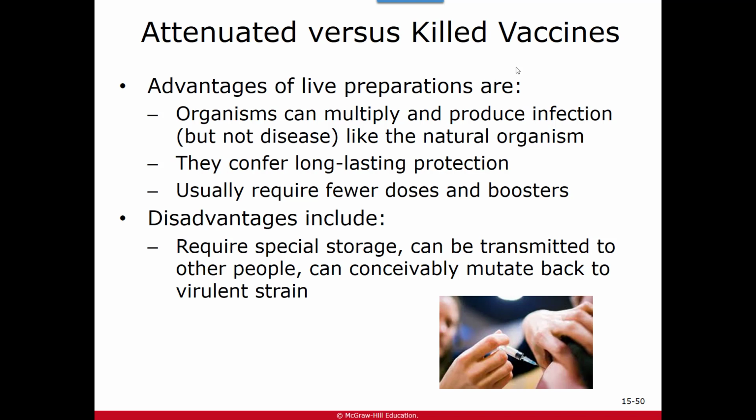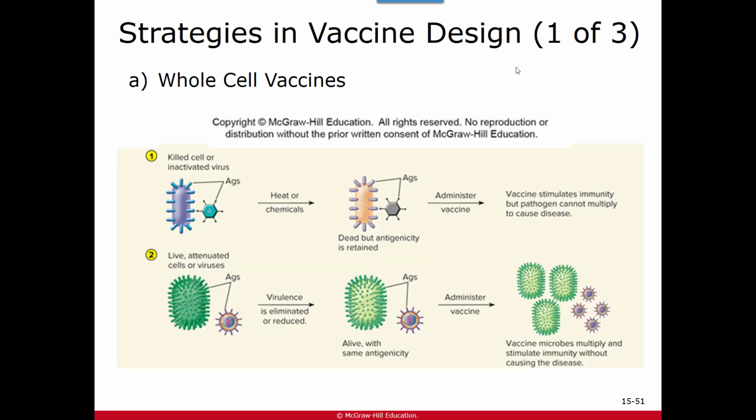But if you have a weak immune system, you might not be able to fight off even that weakened version of the organism. So the attenuated vaccine is an issue for immunocompromised individuals. They're always going to give the killed vaccine. So this is just showing the difference between the live attenuated and the killed cell.